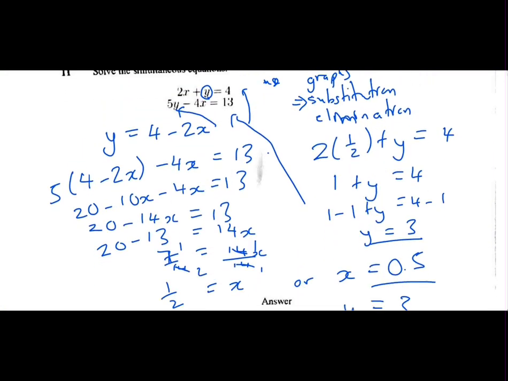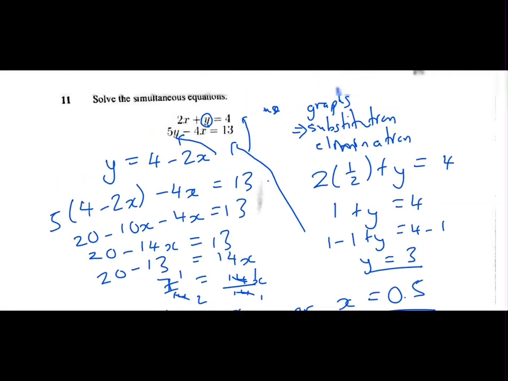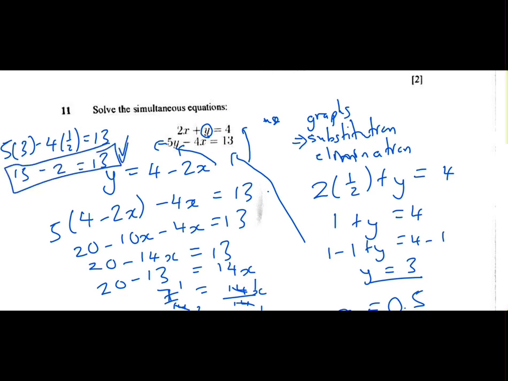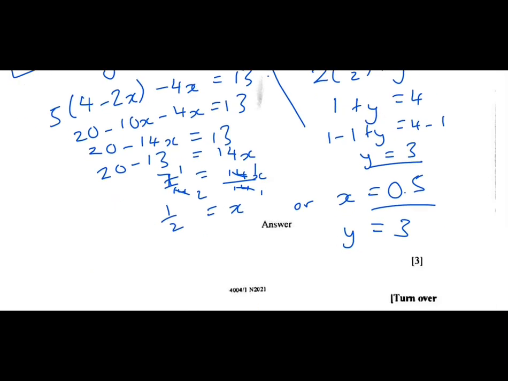You could have used elimination as well, but it's a longer method. In this case, it would be more direct to use the substitution method. However, all methods will bring you to the same answer. So whichever method makes you feel comfortable, it's fine. For the graphical method, you have to find where the two lines intersect. You draw the line for 2x plus y equals 4, the other one for 5y minus 4x equals 13. Where they intersect, you take the x coordinate and the y coordinate, and you'll still get the same answer. You can prove it by substituting the values of x and y, and you'll get 13 in both cases. Let's move on to question 12.